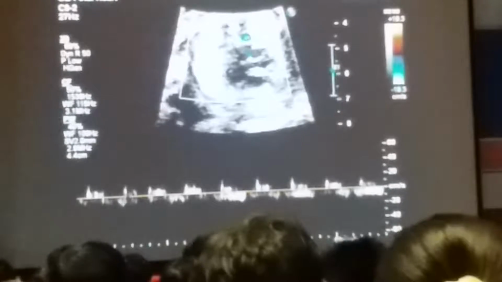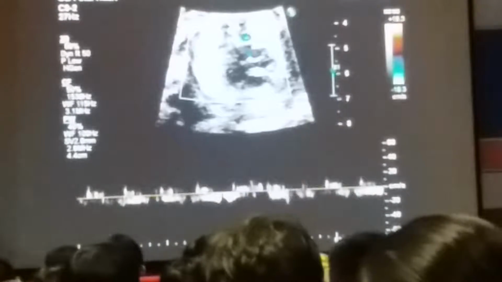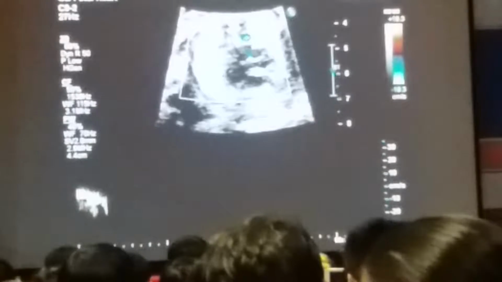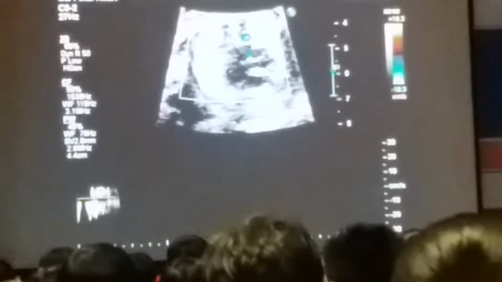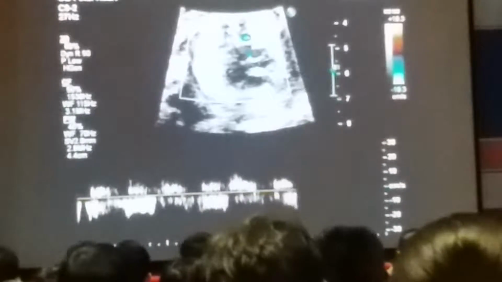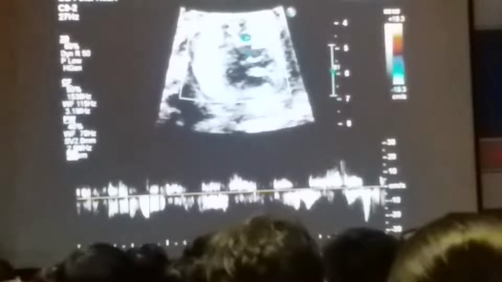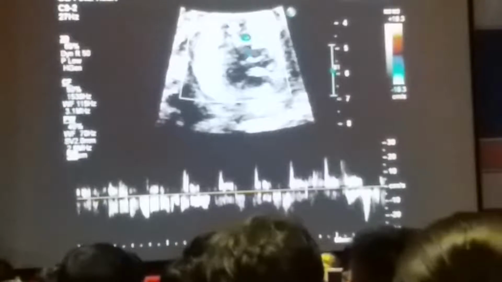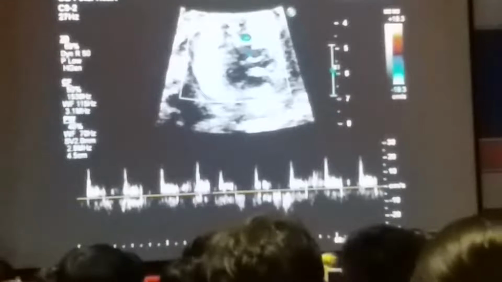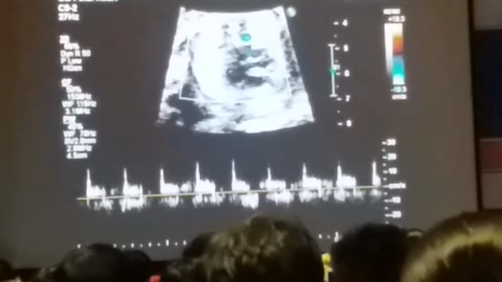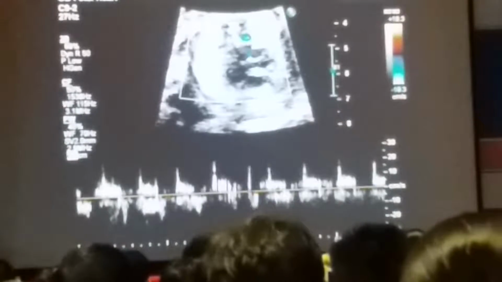Okay, and now I want to get the scale down on that same scale. Okay, and now we're looking at, well, we were a minute ago. There we go. We're looking at pulmonary artery above the baseline, and we're looking at pulmonary vein below the baseline.